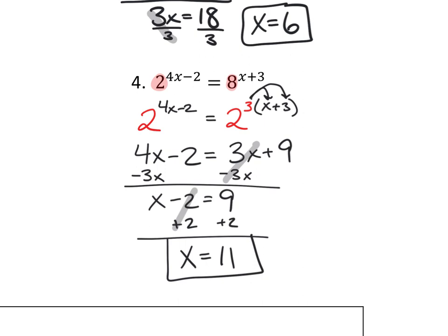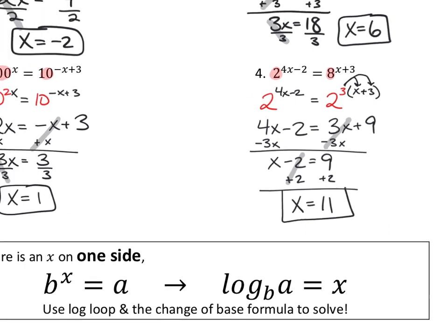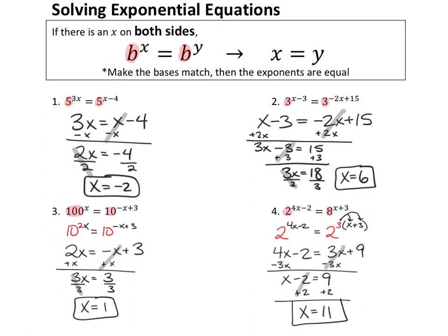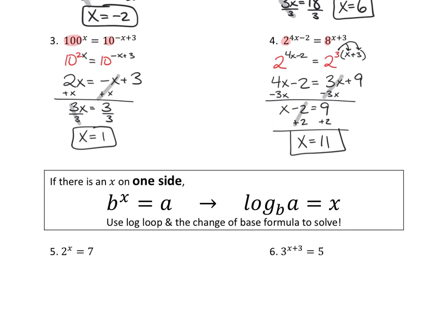So the trick with these is the very easy problems where the bases match, like numbers 1 and number 2. You just set the exponents equal to each other and solve. But if they don't match, you have to figure out a way to make them match. Sound good? Okay, so that's the first type of exponential we might be solving. That's when there is an x on both sides, bases on both sides essentially. But what if there's only an x on one side?